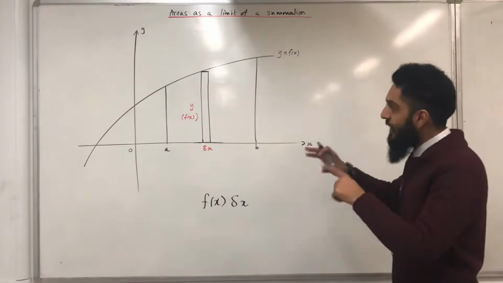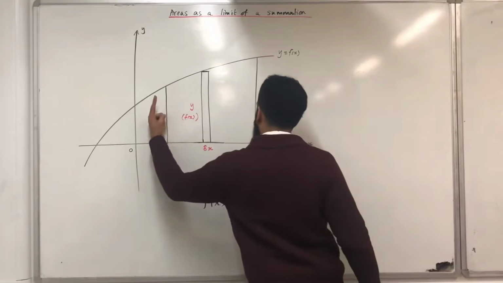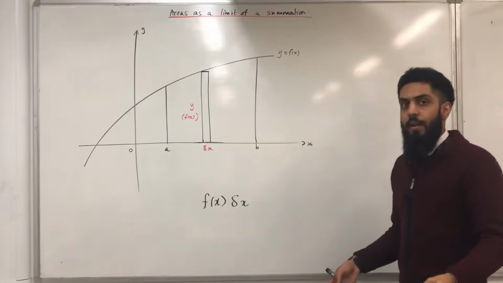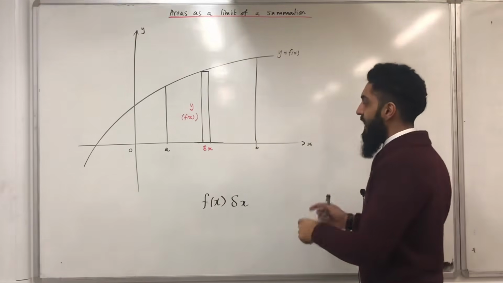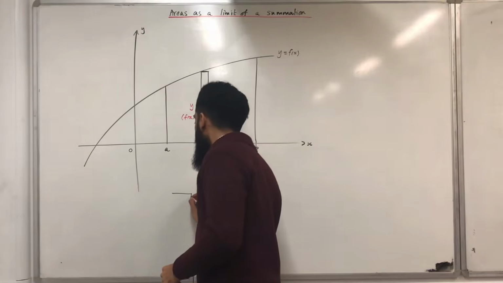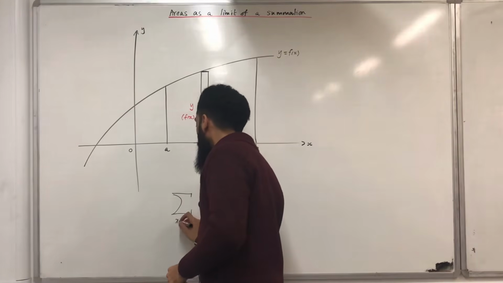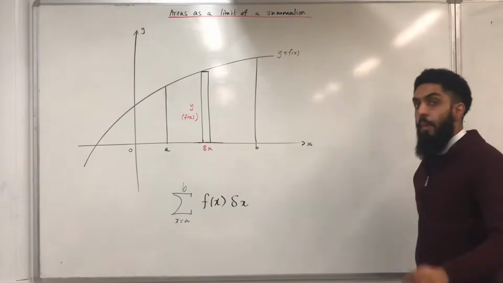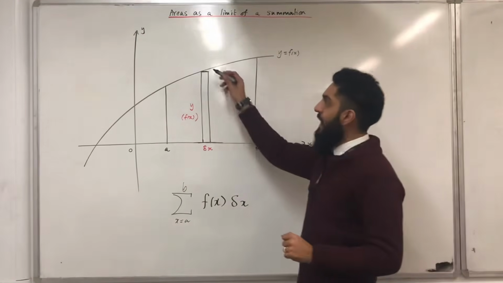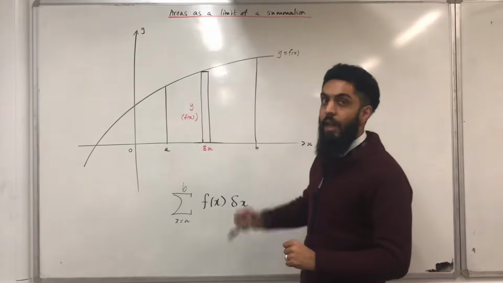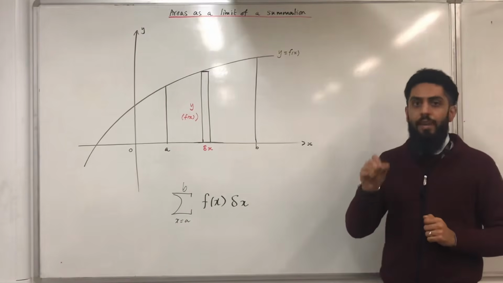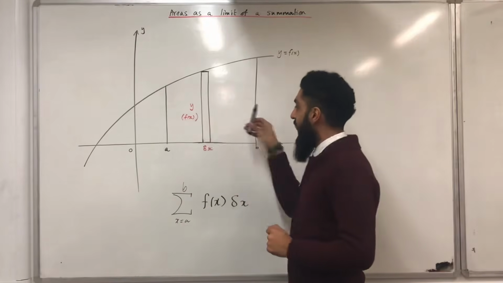Now I can estimate the area from x equal a to x equal b by summing up all the rectangles from x equal a to x equal b. So I can write summation, x equal a to x equal b. That will be an approximation because some of the rectangles will fall outside the curve. But I don't want an approximation. I want the exact area from x equal a to x equal b.